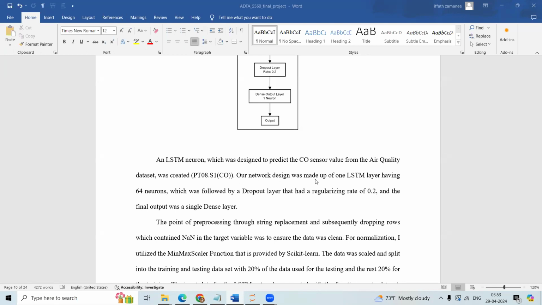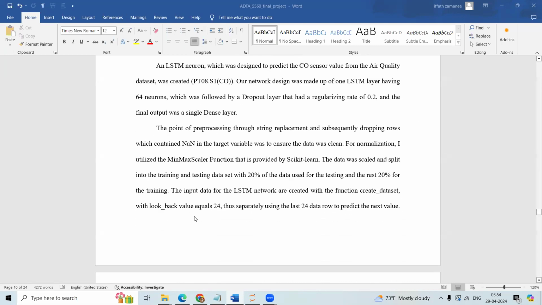Our network design was made up of one LSTM layer having 64 neurons, which was followed by a dropout layer that had a regularizing rate of 0.2, and the final output was a simple dense layer. The point of processing through string replacement and subsequently dropping rows which contained NaN in the target variable was to ensure the data was clean.